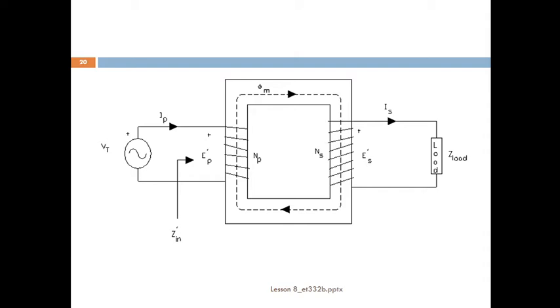So I'll give you a hint now. Instead of using V of t, you can use V1, the primary side. Instead of IP, you can use I1. Instead of E prime P, you can use E1. Instead of Zn, you can use Z1. Instead of NP, you can use N1. And for NS, you can use N2. You can use I2 instead of IS, and you can use E2 instead of E prime sub S.